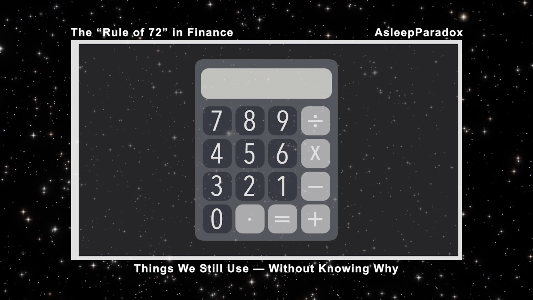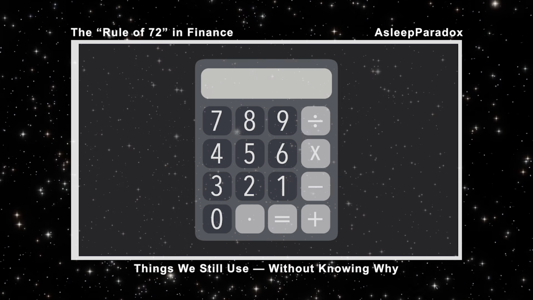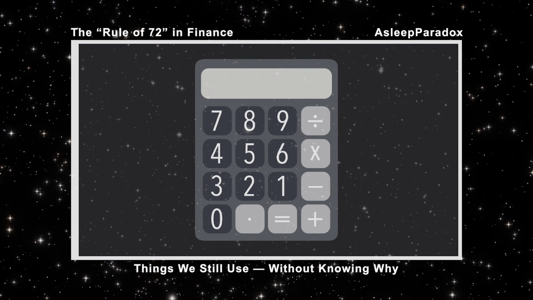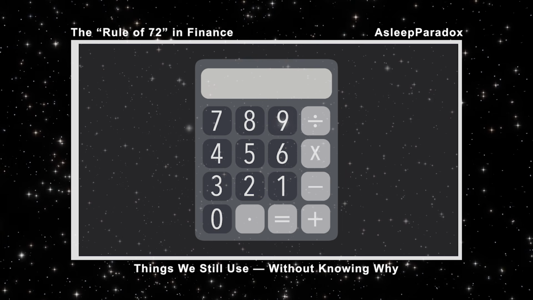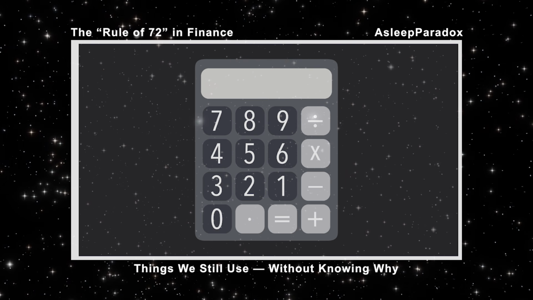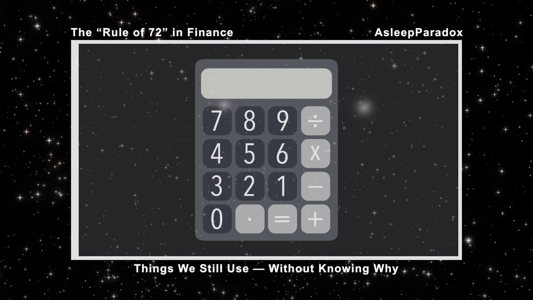Its appeal lies in its clarity. It transforms the abstract concept of compound interest into an intuitive mental estimate. Rather than relying on complex formulas, investors can perform the calculation quickly, even without written tools.